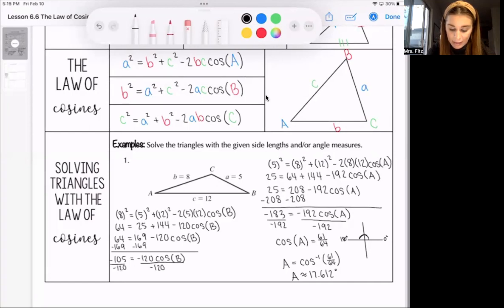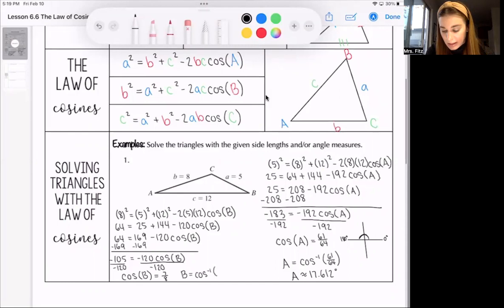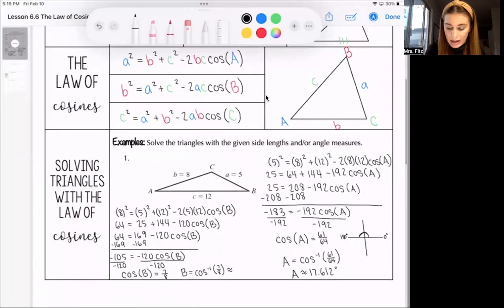I'm going to do the same thing where I'm going to leave it in exact form until I'm ready to put it in my calculator. So cosine of B, when I reduce negative 105 over negative 120, I get positive 7/8. And so B equals the inverse cosine of 7/8, which is approximately, let's see, if you punch that in a calculator, you get about 28.955, sorry about that, degrees.